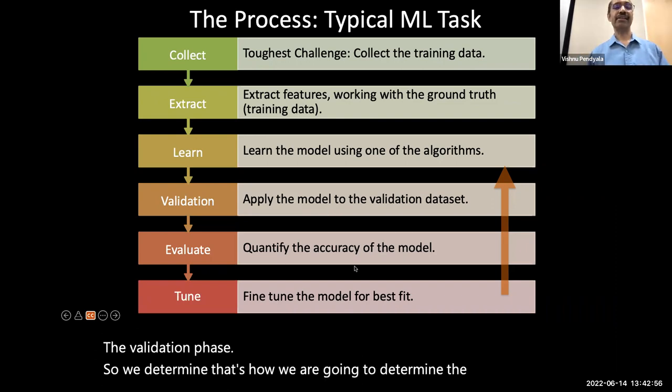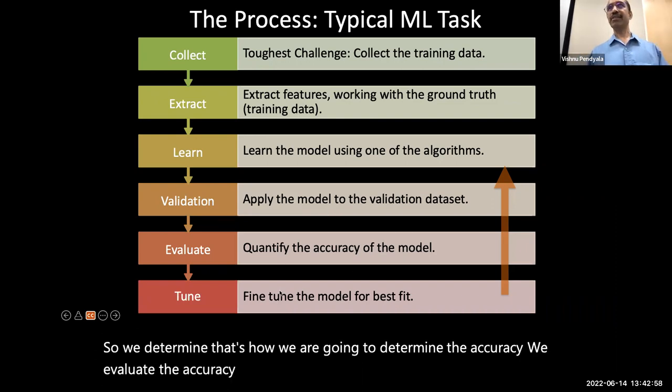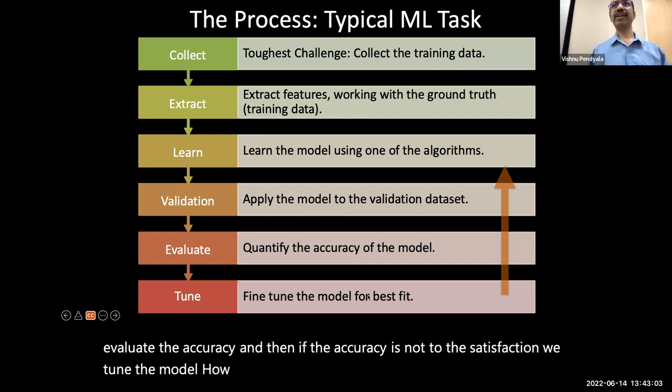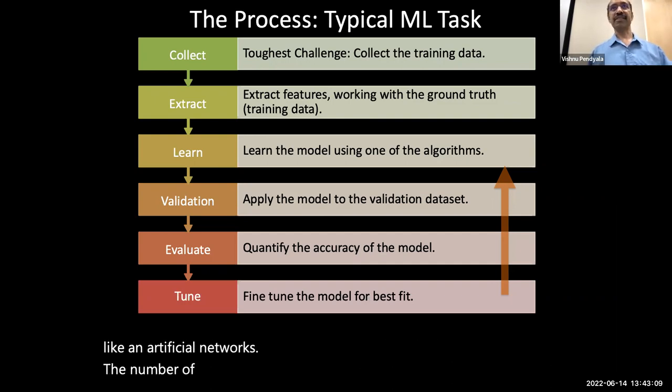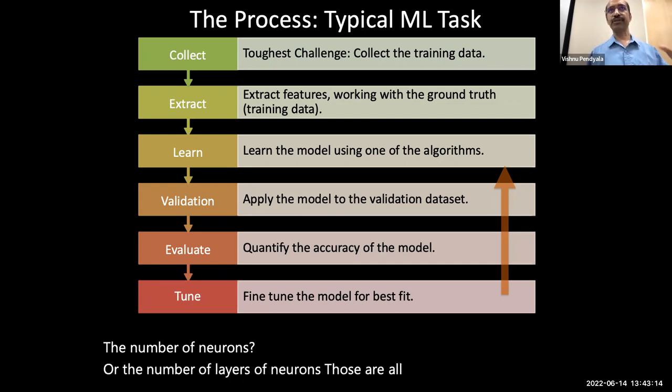We evaluate the accuracy. And then if the accuracy is not to the satisfaction, we tune the model. How do we tune? We have a bunch of hyperparameters, like in artificial neural networks, the number of neurons or the number of layers of neurons. Those are all hyperparameters. We tune those parameters to make the model better.